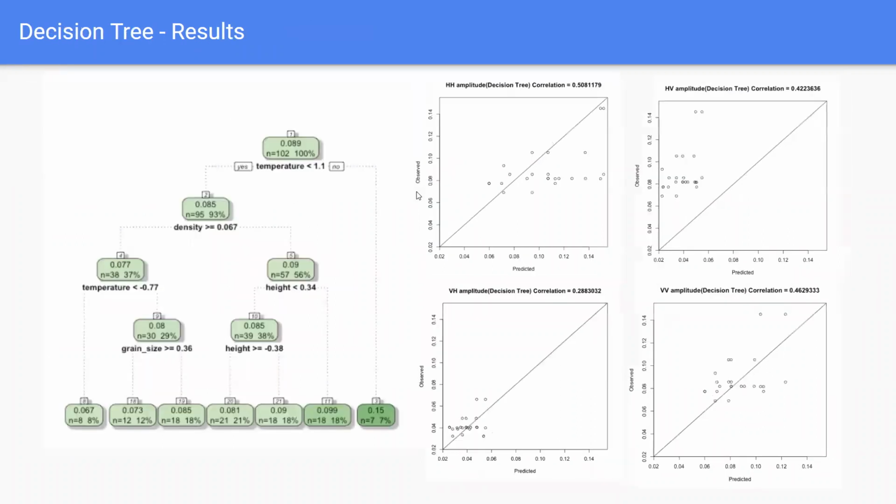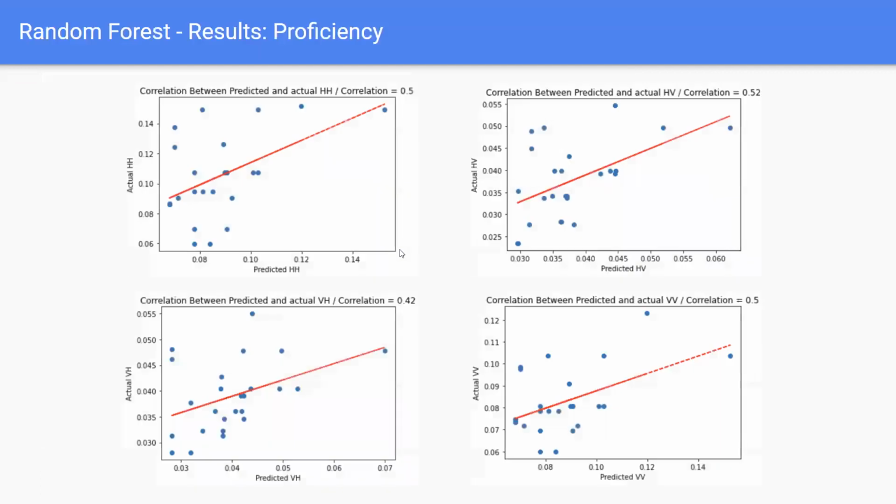The second model was a decision tree. The decision tree again tells us which parameters are important for predicting this amplitude. As you can see, temperature and density are slightly more important in this case. Again, this is a snippet for just one polarization. The next one is the random forest.